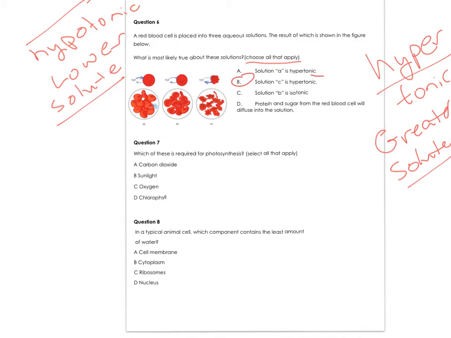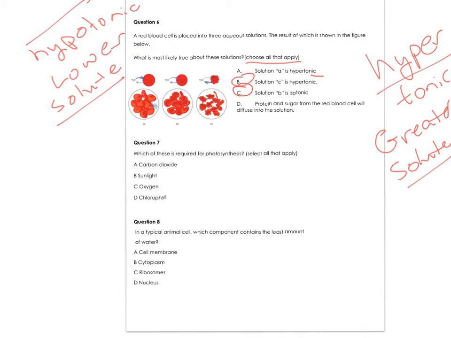Solution B is isotonic. There, you can see that the water is moving in both directions. And remember, water is always moving in both directions. Water is moving in both directions equally here in B, so it is isotonic. Also, you see that the cell is not swelling up the way they are in A, and it's not shriveling up like they are in C. They're staying the same, and that's because B is isotonic.